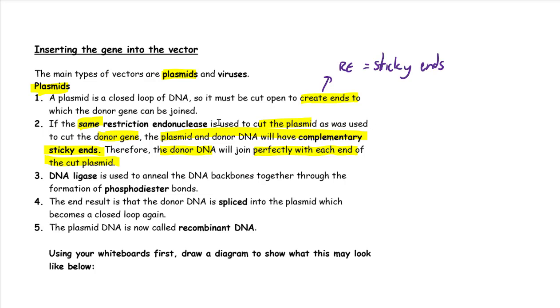exposed bases. The DNA ligase is then used to anneal, which is basically a fancy word for join, the DNA backbones together through the formation of phosphodiester bonds. And these bonds are between the sugar and phosphate molecules in the backbone. The end result is that the donor DNA is spliced into the plasmid, which becomes a closed loop again. And the plasmid DNA is now called recombinant DNA.